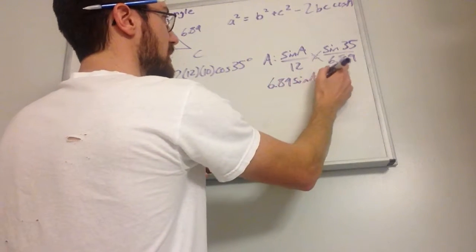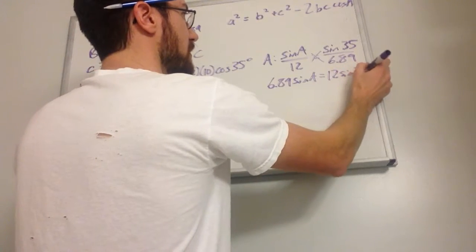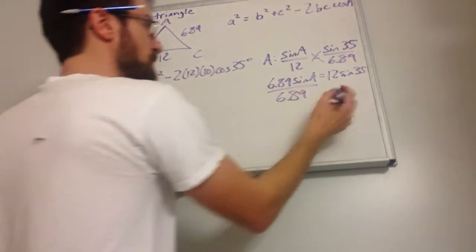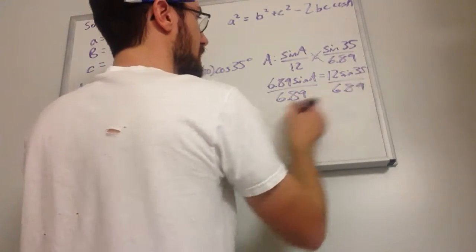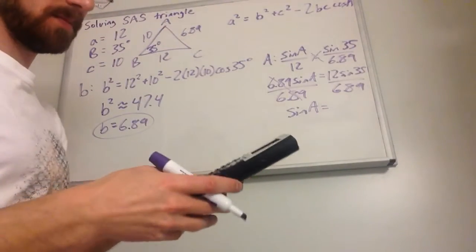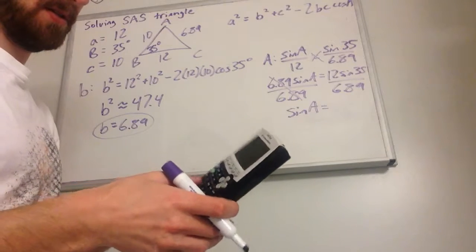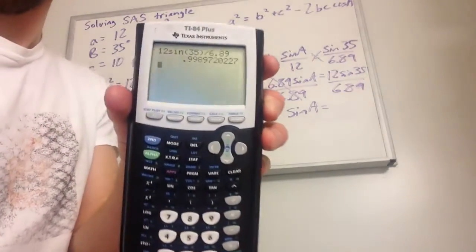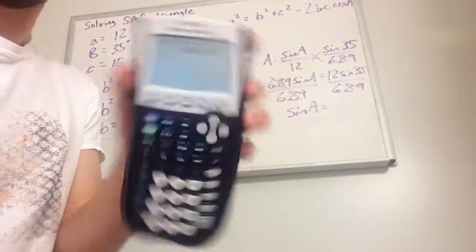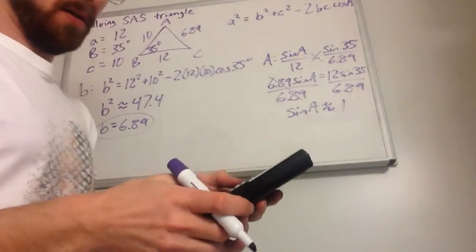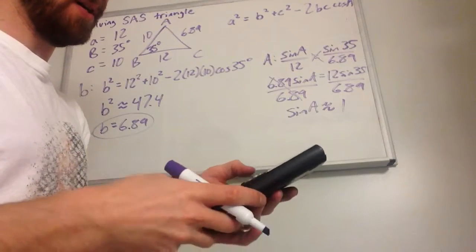6.89 sine of A is equal to 12 sine of 35. Divide both sides by 6.89. Those will cancel out and we get sine of A is equal to all of this stuff that we can plug into our calculator. So 12 sine of 35 divided by 6.89, and I get that it is just about 1 exactly, so it's approximately 1, depending on where your teacher told you to round it.